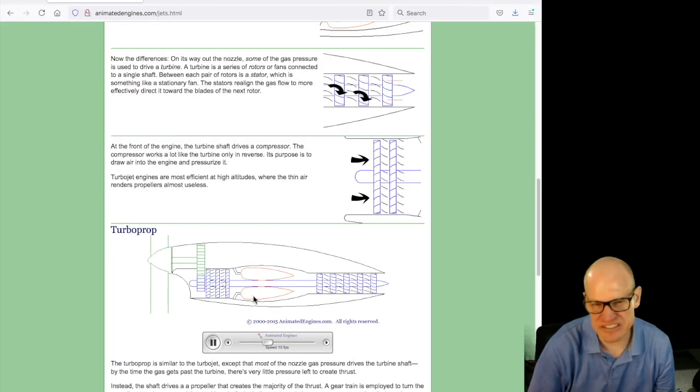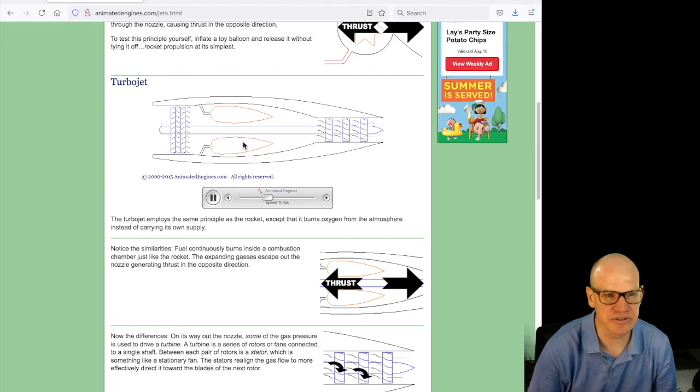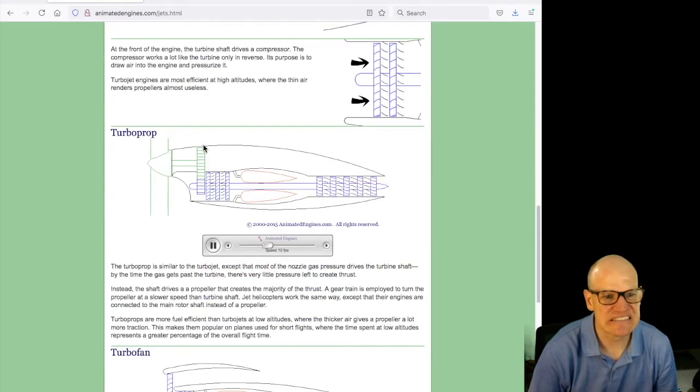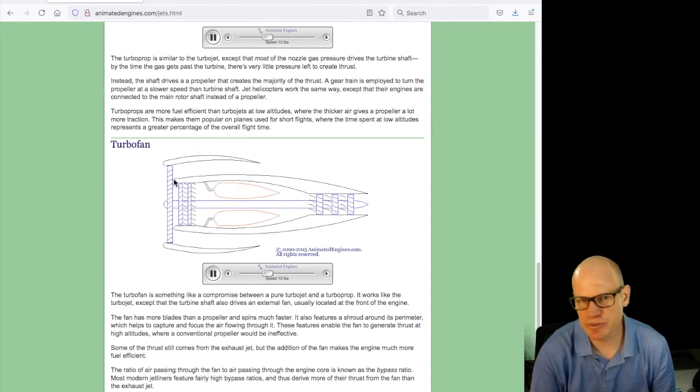So in some cases, you can have it drive a separate fan. So this is like just a regular jet engine. But in some cases, you can have it drive a fan. So this is a turbofan. You still have the compressor up front. You have the expanding gas here. You have the turbine in the back. And then the front of it is a bigger blade that acts like a propeller.